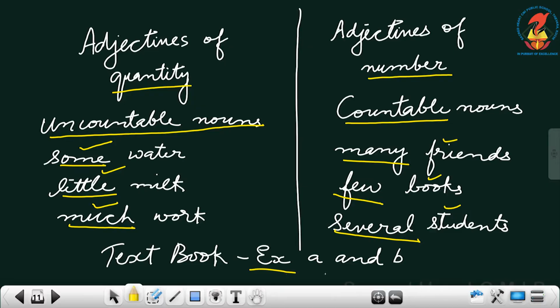You are supposed to do your textbook exercise A and B. You have to write in the textbooks with pencil. You can fill in the blanks given there.